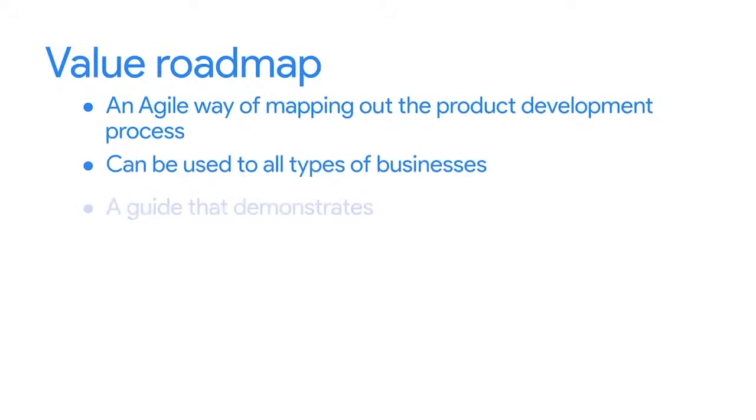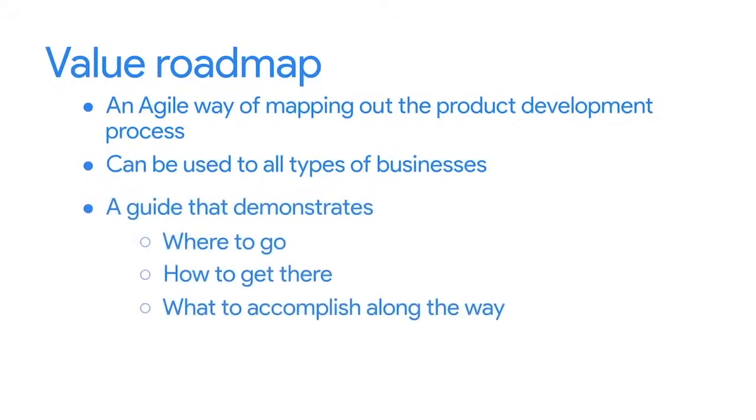As a project manager, part of your job is to help teams stay focused on delivering value. A great way to do this is to build a value roadmap. It's an agile way of mapping out the timelines and requirements for the product development process and can be used in all types of businesses. This roadmap is a guide that demonstrates where to go, how to get there, and what to accomplish along the way in order to maximize value.